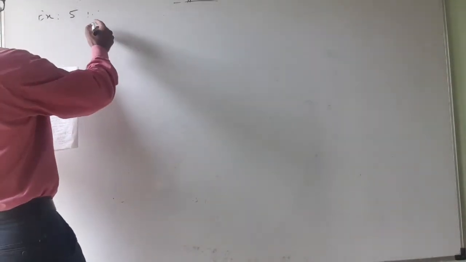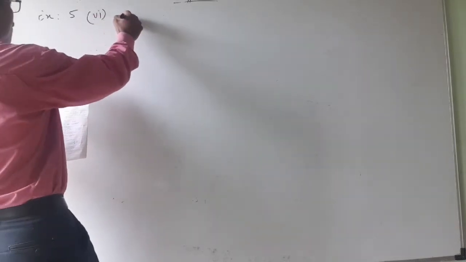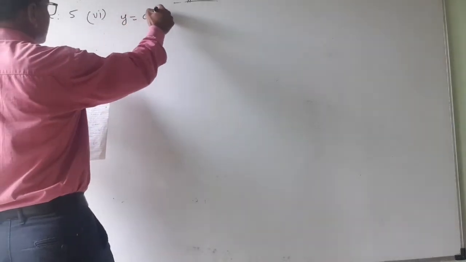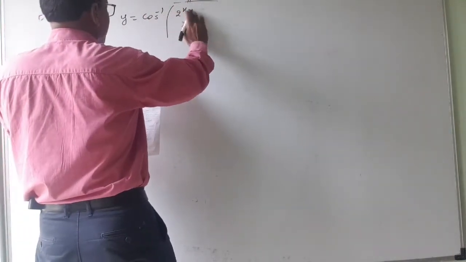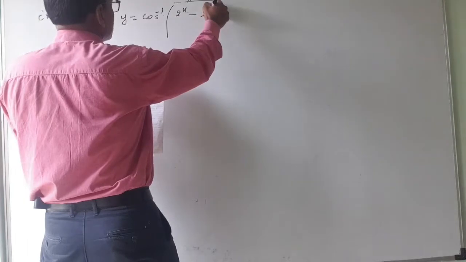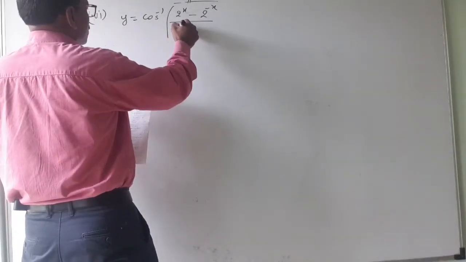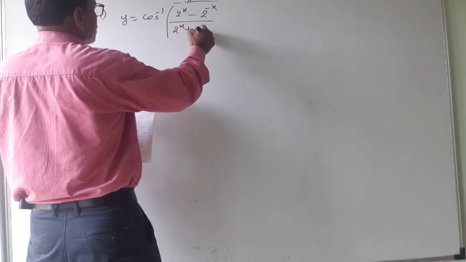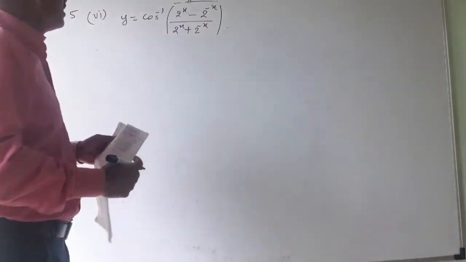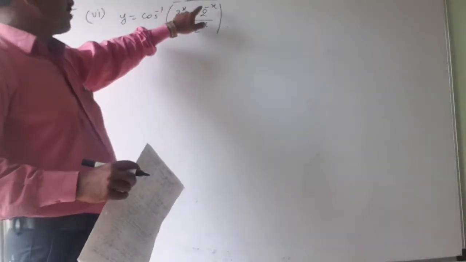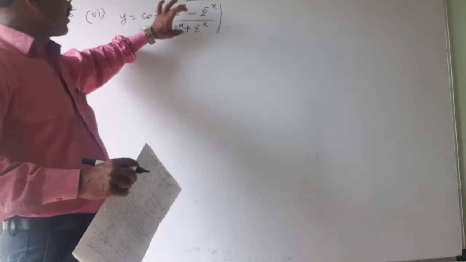So now another one, the sixth one. y is equal to cos inverse of 2 raised to x minus 2 raised to minus x, upon 2 raised to x plus 2 raised to minus x. Note it, it is a very important sum. This number will change, but these indices and these signs would be the same.